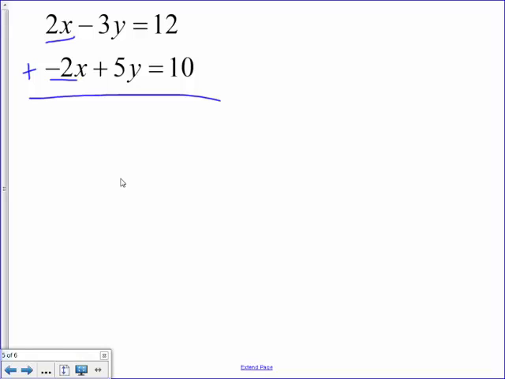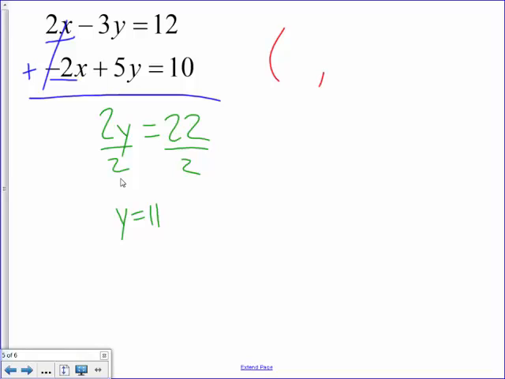So here, 2x plus a negative 2x, that's gone. They eliminate each other. Negative 3y plus a 5y gives me 2y. And then 12 plus 10 gives me 22. And then I solve for y by dividing by 2, so y equals 11. And like we said before, all answers need to be an ordered pair. So I know the y is 11, but to solve for x, I have to plug that into one of the two equations. So I'm going to go ahead and plug it into this guy.